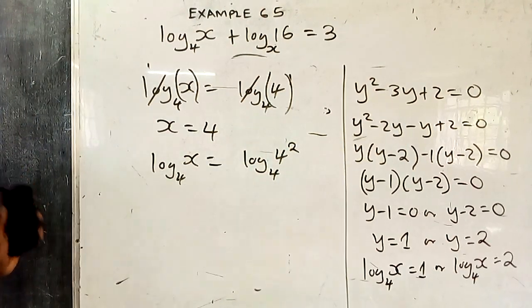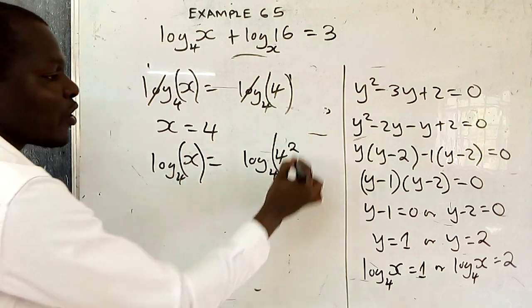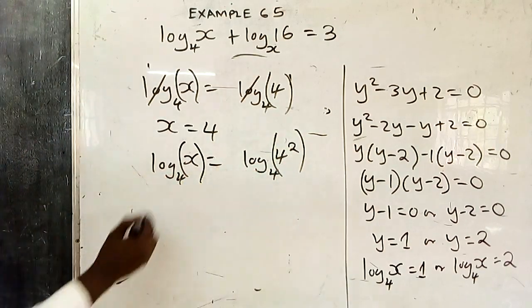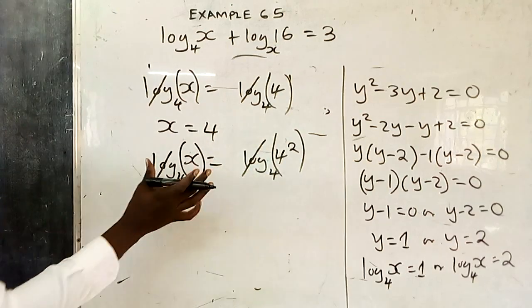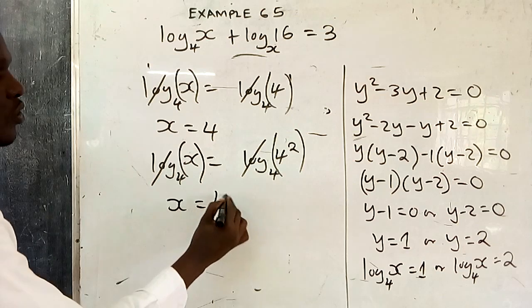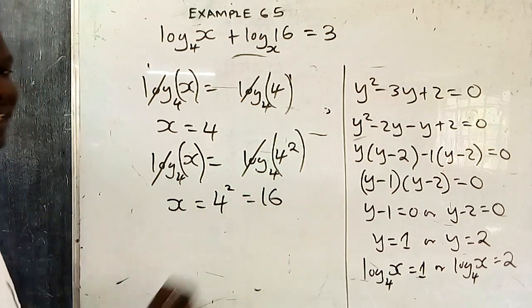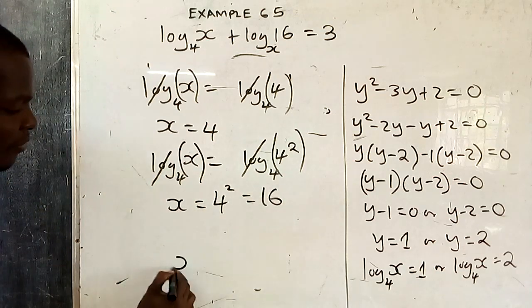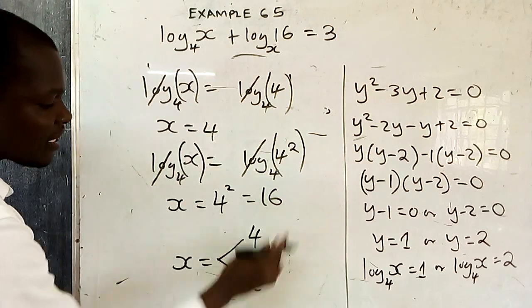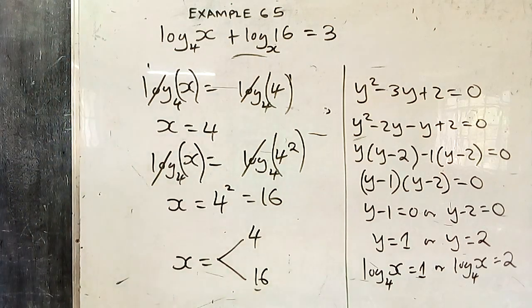Are we together? So you can see we have a single term on either side of the equation. A single term on either side of the equation is when you are able to ignore the log. If it is only a single term, you see? So that you remain with x equal to 4 squared, which is 16. So we found the solution of x is either 4 or x is 16. Is that understood? Are we together? Good.